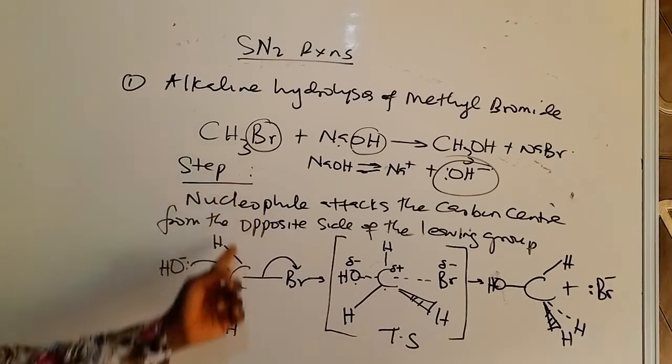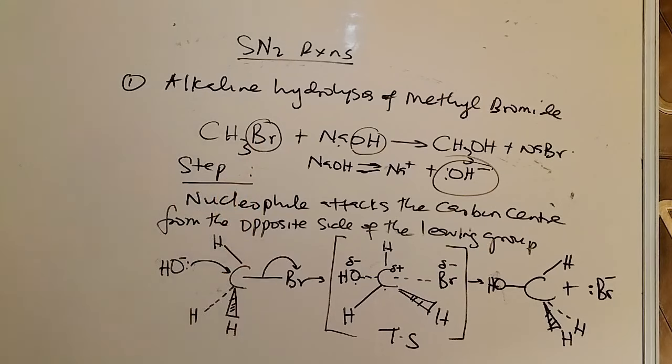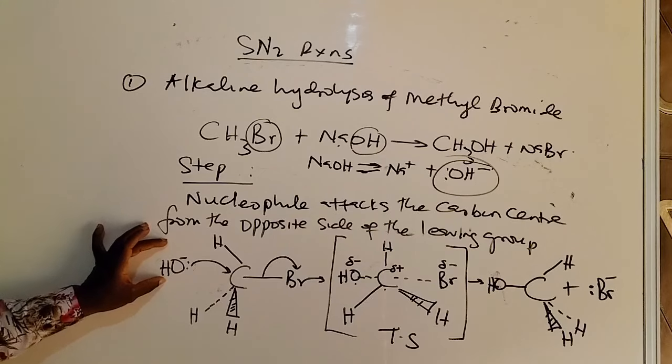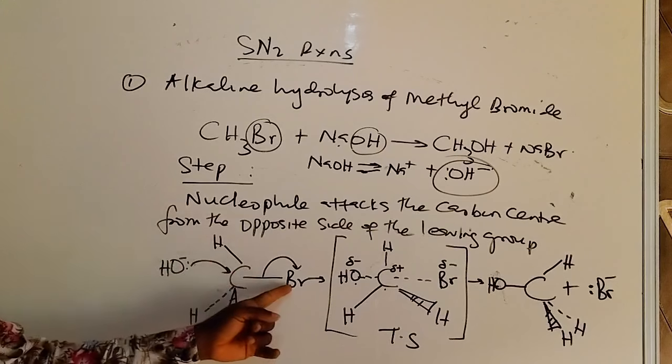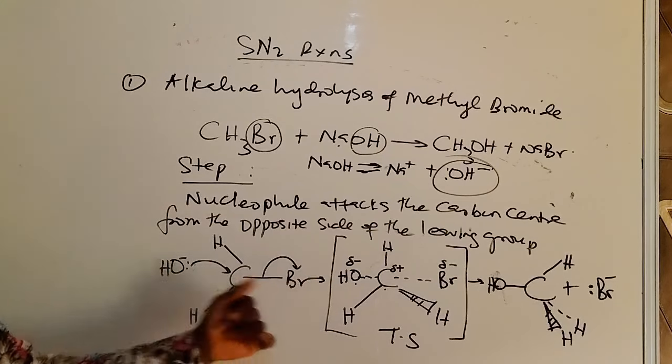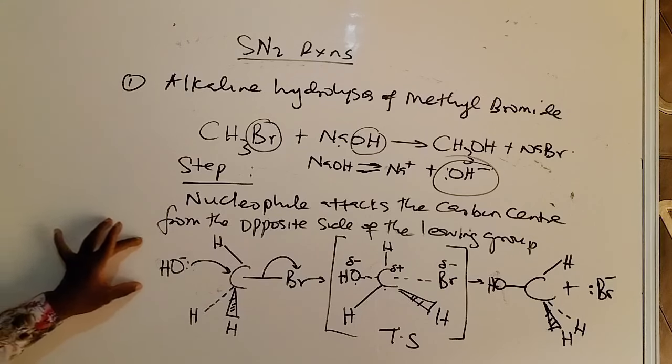Then bromine, the leaving group, is on the right hand side. Then the nucleophile will attack on the left hand side from the back of the carbon, because the nucleophile has a similar charge to the bromine, so it cannot attack from this side because they will repel each other. So we call it the backside attack.